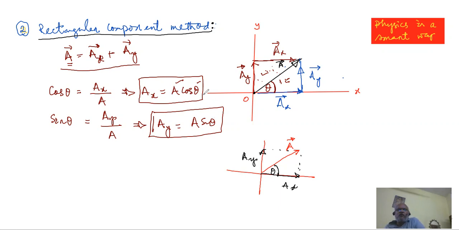So how to determine which component will have how much magnitude? When a certain angle is given, one of the components will always come in the form of main vector into cos theta, and the other component will come as main vector into sin theta. They cannot both come in the form of cos, or both in the form of sin. That is never possible. Okay.